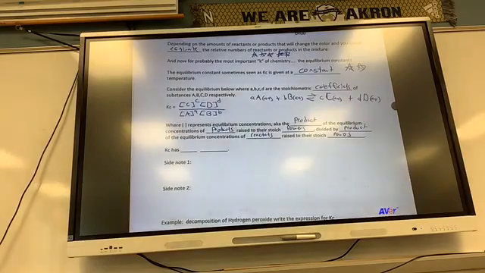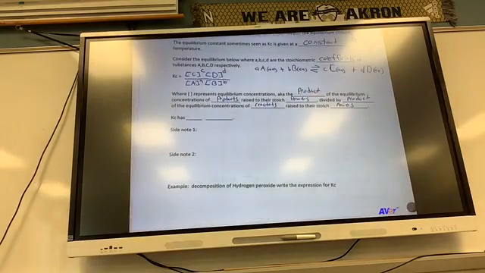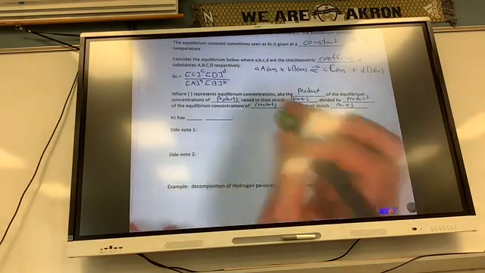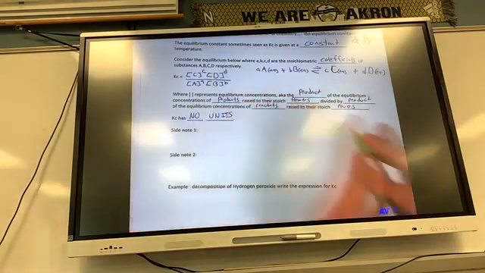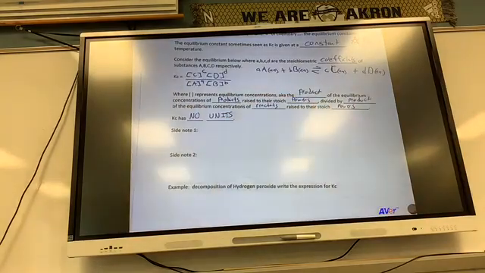You guys are going to like this next two lines. K has no units. There are no units on K. Because why? They cancel out. The units are going to cancel out. So you never have units on K. I know. It's kind of nice.